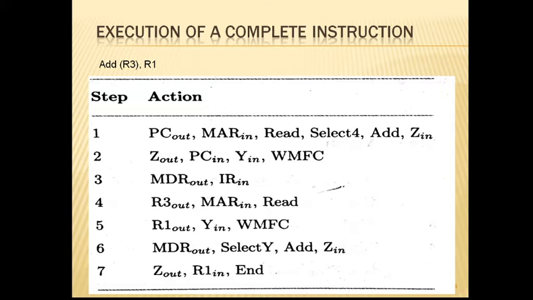So for that reason, we will make the multiplexer select constant 4. To select constant 4, we have to set the select signal of the multiplexer to select 4. This value is then added to the operand at input B. Input B is nothing but the contents of the PC, and the result will be stored into register Z.